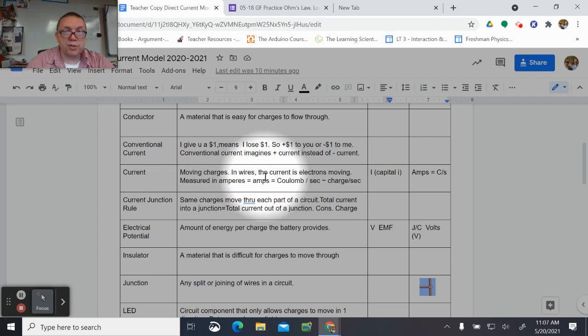Current, moving charges. The basic thing for current is it's the number of charges per second past a spot. So current is measured in amps, coulombs per second, charges per second. That stuff we did already. The current junction rule, and you know what, I'm going to hold off on that. We'll do this in a minute.